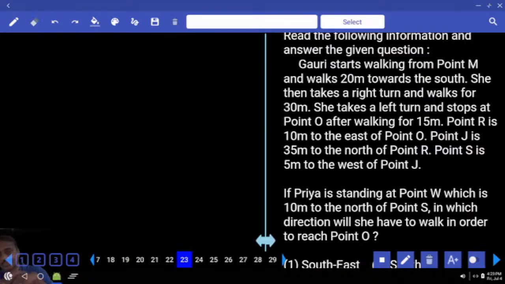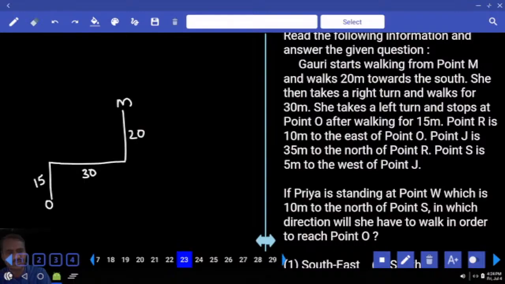From point M. And Gauri walks starting from point M and walks 20 meters south. M is here, from here, how many meters? 20 meters south. Then she takes right turn and walks for 30 meters. From here, she turns right and walks. She then takes left turn and stops at point O after taking 15 meters.